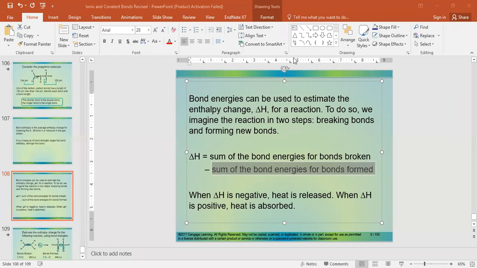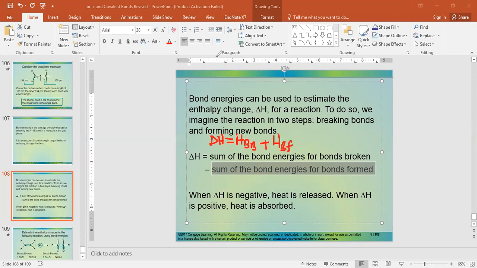What I may actually say in mathematical language is that, let me just use the pen. So delta H is equal to enthalpy of bond breakage plus enthalpy of bond formation.